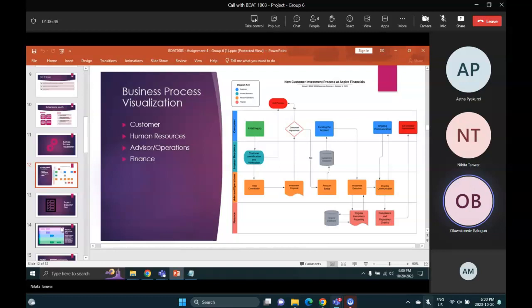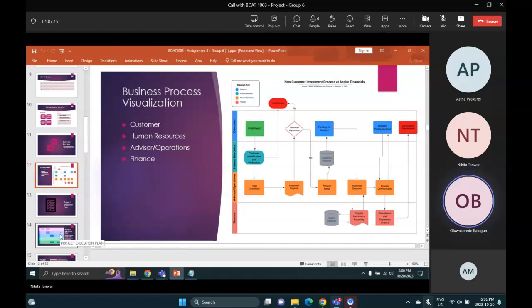And for this, we made use of a flowchart with swim lanes to visualize it. On the swim lane, we have the customer, human resource department, advisor of operations, and finance. The flowchart basically shows us how new customers first create their accounts, fund it, monitor their investments, and finally exit the investment or reinvest.